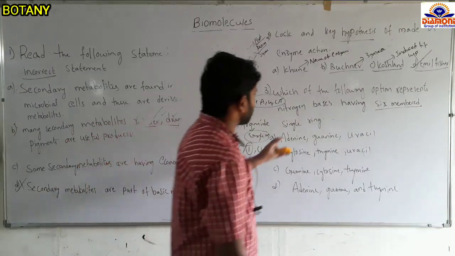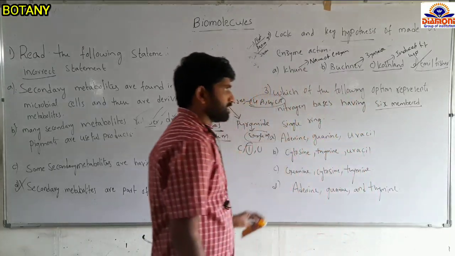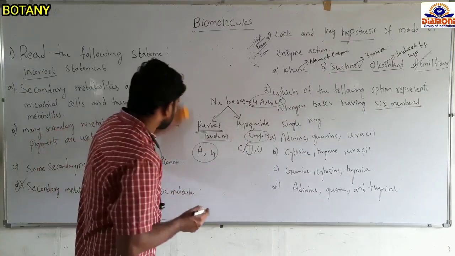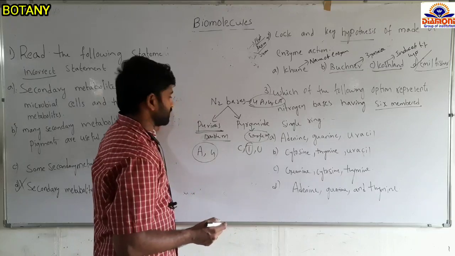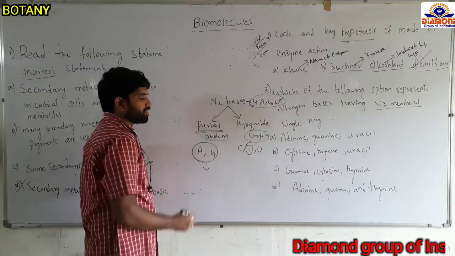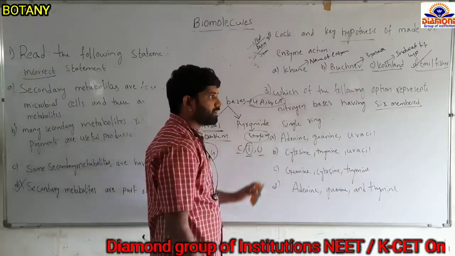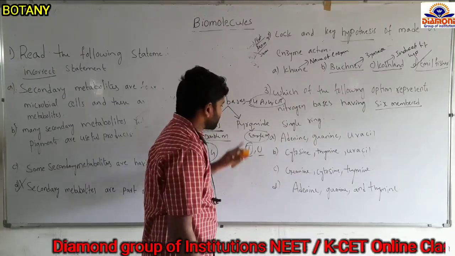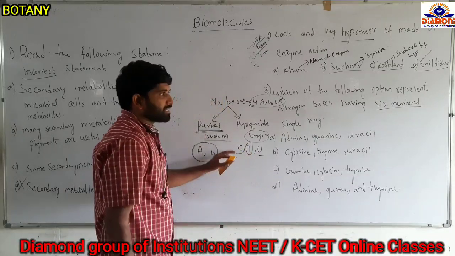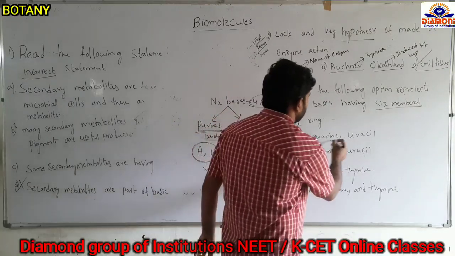The question asked: nitrogen bases having a six-membered single ring. So it should contain six members, meaning six atoms, and it should be a single ring. Adenine and guanine have two rings present, so we call them heterocyclic rings. And cytosine, thymine and uracil, these three only we call pyrimidines, and these three only have a single six-membered ring.